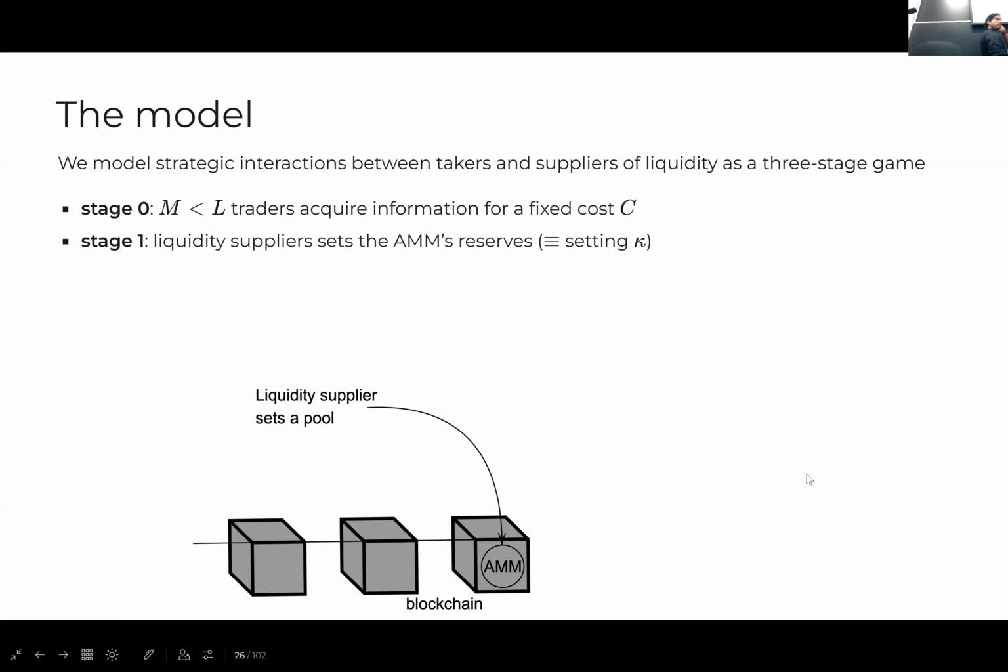Then at stage 1, there will be a liquidity supplier that sets the AMM's reserve, which means setting up this number kappa, of course, based on rational expectations about what's going to go on in the future.